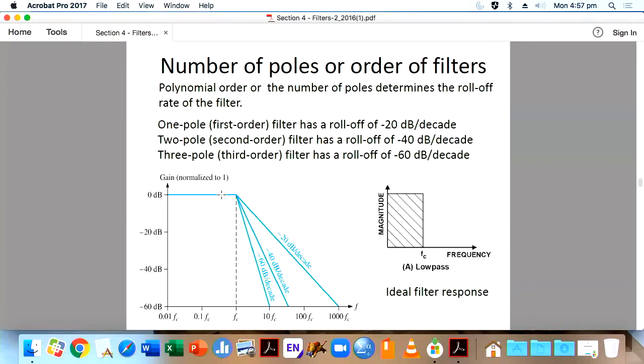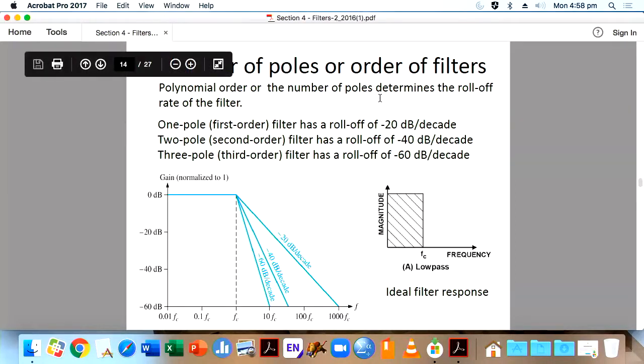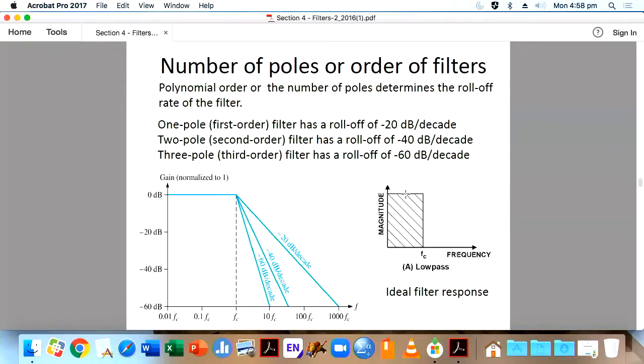Number of poles or number of orders. This is an important graph. The polynomial order or the number of poles determines the roll-off rate of the filter. See, this is the roll-off rate. One pole, because this is the ideal filter response. If you say that you are designing a low pass filter with a cutoff of 1 kilohertz, for example, this is 1 kilohertz. See, from here straight down, so that nothing beyond 1 kilohertz will go.